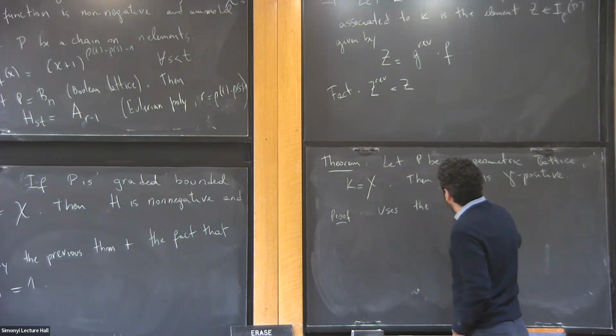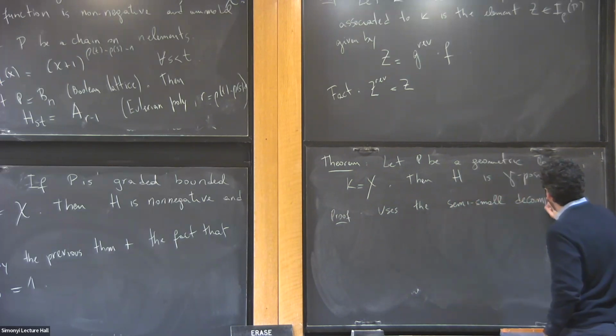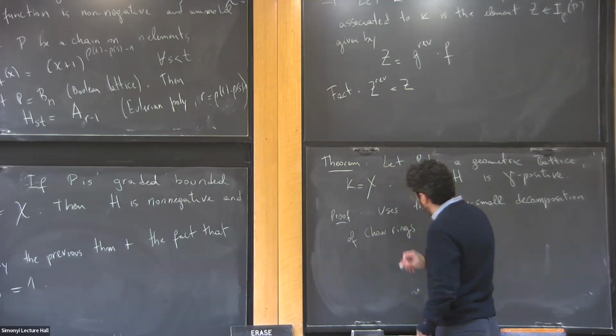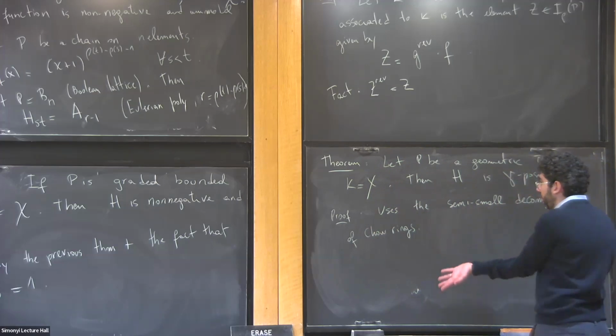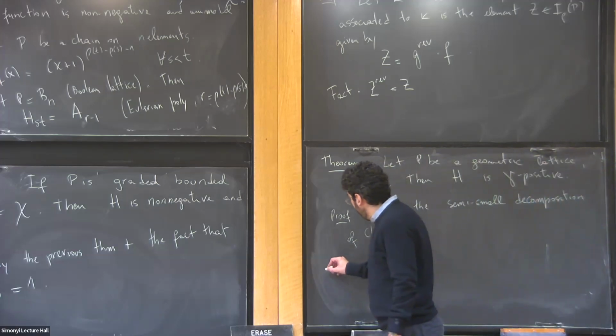The proof of this fact uses the semi-small decomposition of Chow rings. But it's not clear how to extend this for an arbitrary graded bounded poset because there's no Chow ring.